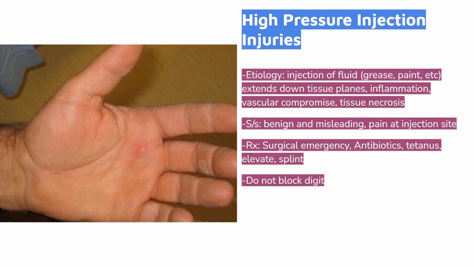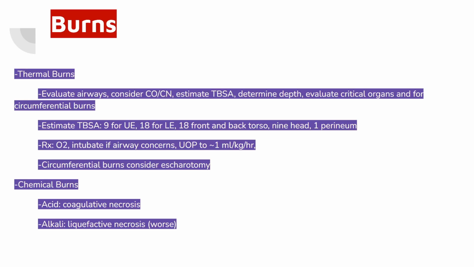High pressure injuries, right? Injection of some type of fluid, typically grease or paint, that extends down tissue planes, causes inflammation, vascular compromise, tissue necrosis. Often very benign and misleading, as in the case of this picture, that is very innocuous appearing. They might have some pain at the injection site, but this is generally considered a surgical emergency. We want to give them antibiotics and tetanus, splint it, and then call orthopedic surgery or hand surgery, and do not block the digit. Let's talk about burns.